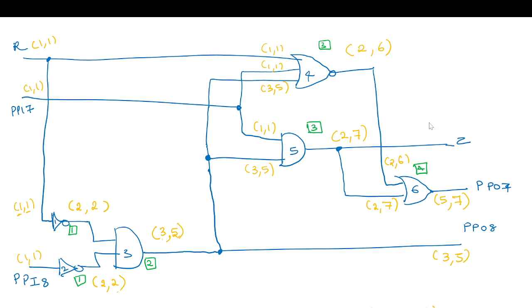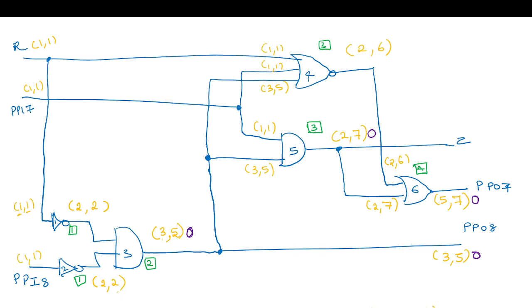Okay, now we will start the observability for this circuit. We have to come from the output to the input. For the primary outputs, the observability will be 0, no effort. So 2 7 0, 5 7 0, and 3 5 0. Now let's come to this stage.